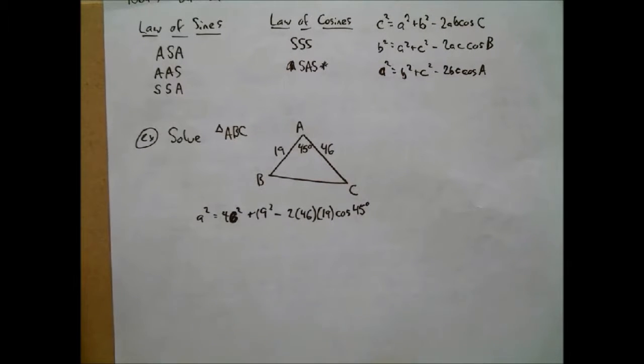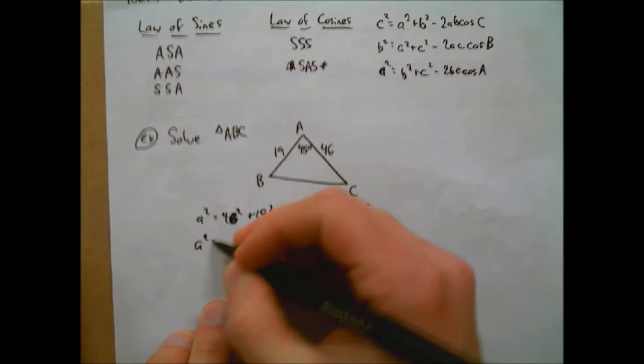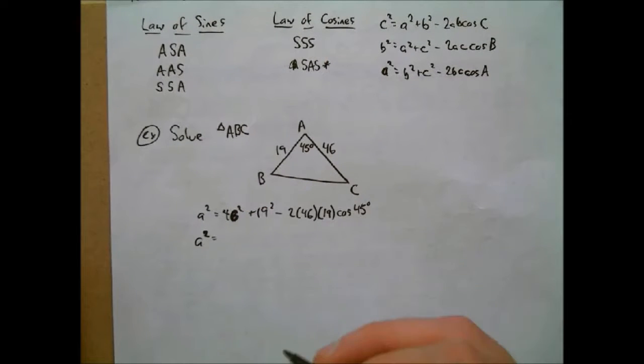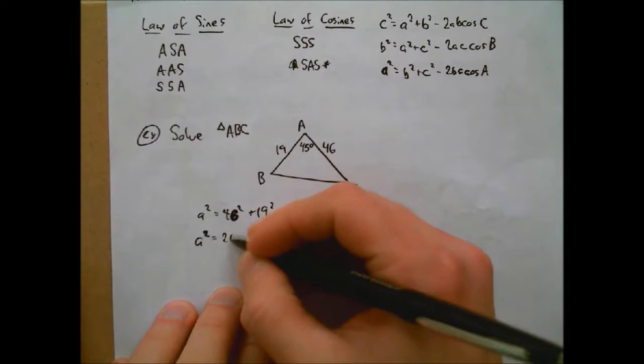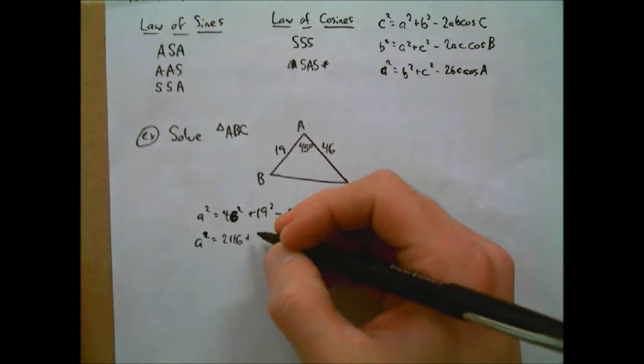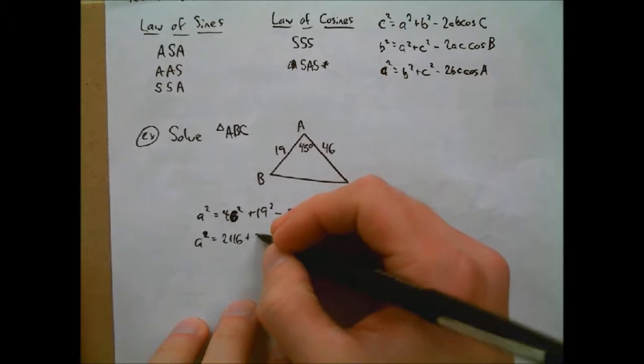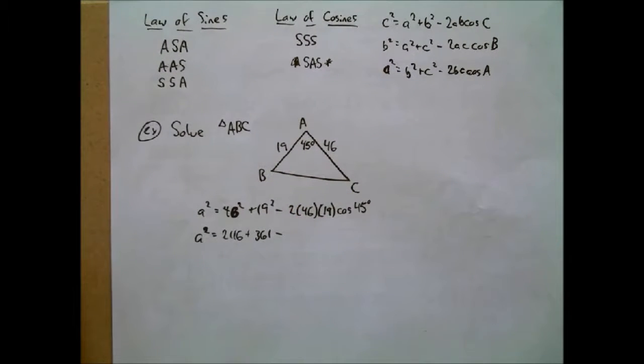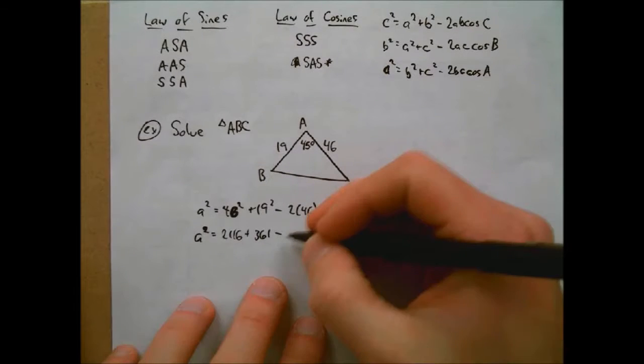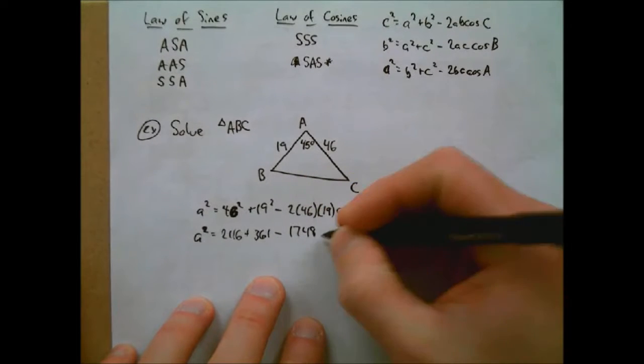And again, I would recommend if you find yourself making errors that you just take more steps, so I'm going to do that here too. So 361, and then 2 times 46 times 19. Is it supposed to be a big number? Well, let's wait here and see. I'm not sure myself.